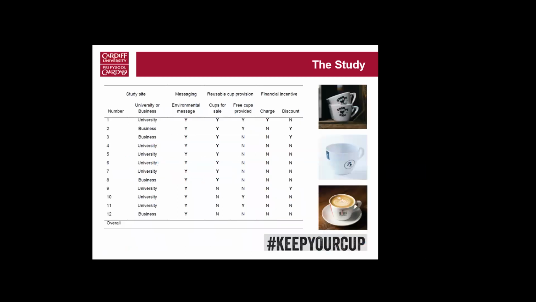Now, these were the 12 sites. You can see that all of them had posters. So in the first 5 weeks, nothing happened, and then they all received the posters. Then 8 sites had reusable cups for sale at cost price. 4 sites, where we distributed free cups, or they could decide themselves who they distributed to the customers, and then we either had a charge or a discount or nothing at all.